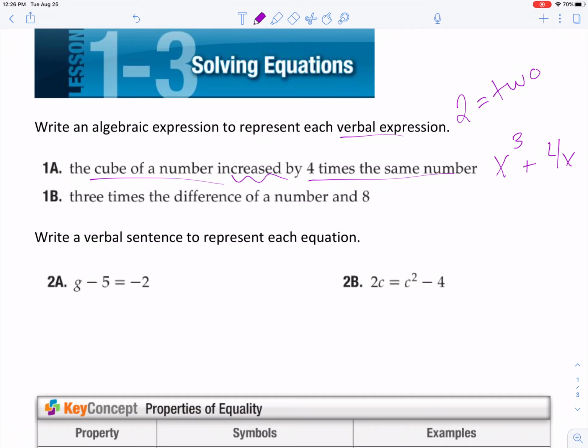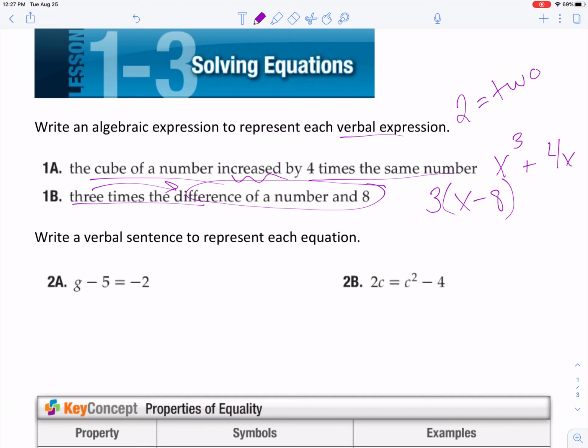1b is where things get a little tricky, where it says 3 times the difference of a number and 8. The key is that when it says difference of a number and 8, that's x minus 8. When it says 3 times this difference, it's 3 times that subtraction problem. So you're going to have to put a 3 and then 1 set of parentheses.